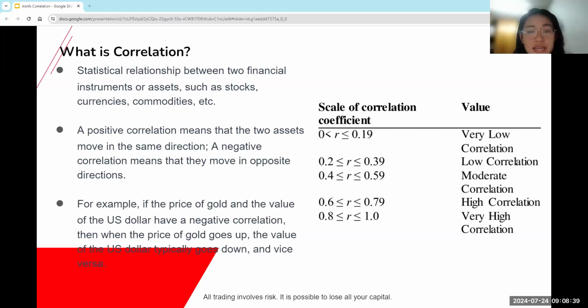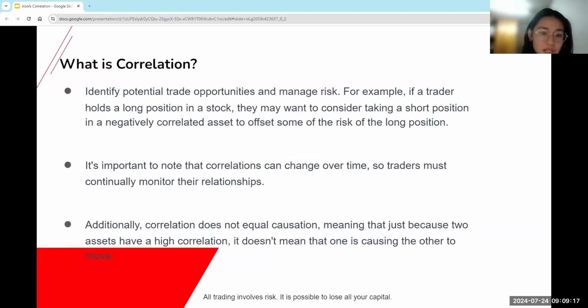So I have a scale of correlation coefficients here just for your reference. You can see very high correlation tends to range from 0.8 to 1.0, while a very low correlation will range from 0 to 0.2. A perfect positive correlation is +1, while a perfect negative correlation is -1. So we'll typically look for strong correlations with values of 0.8 and above or below minus 0.8. I'll get into that in a little bit.